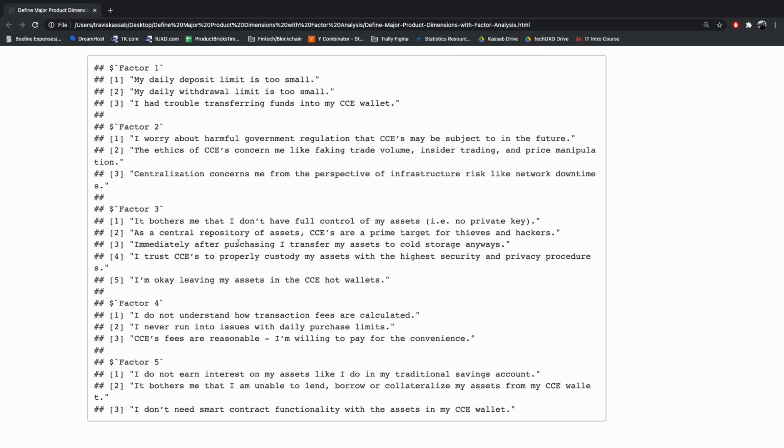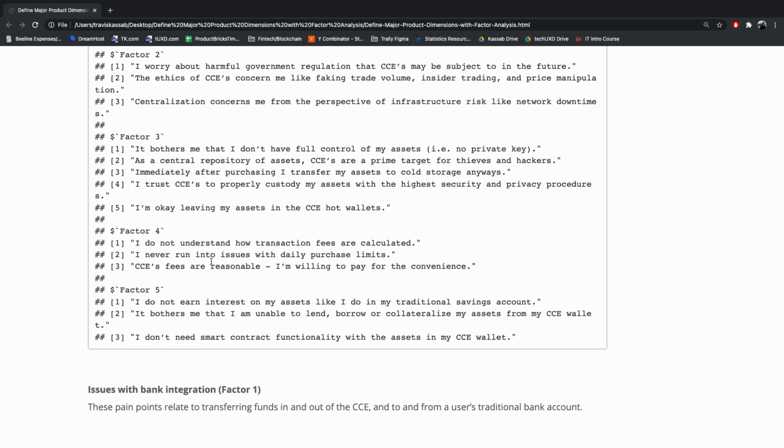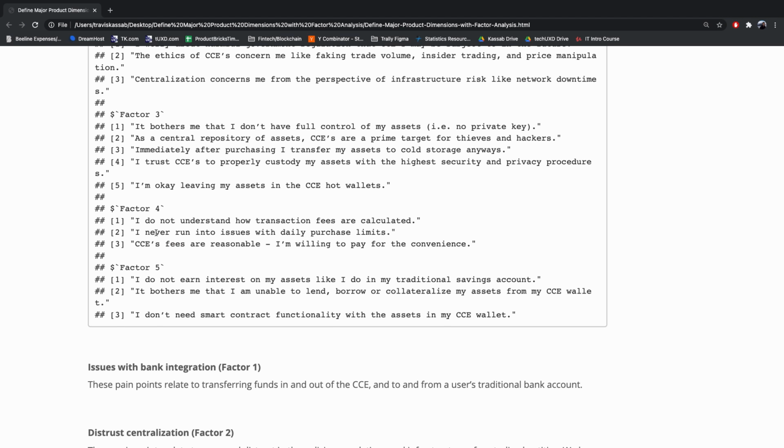Going back to our interpretation of factor 3, I would say this has to do with security concerns and custody of assets. Factor 4: I do not understand how transaction fees are calculated. I never run into issues with daily purchase limits. CCE fees are reasonable. I'm willing to pay for the convenience. This is about transaction fees, purchase limits, and fees again. So I'm going to say transaction fees and purchase limits for factor 4.